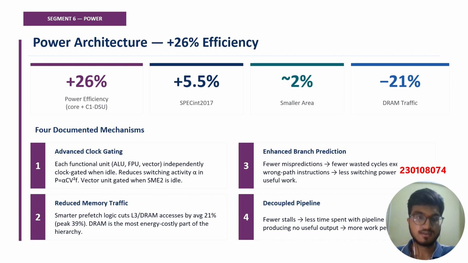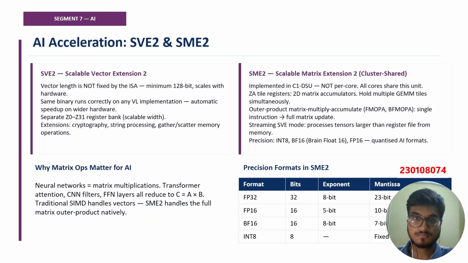Area efficiency. The C1 Nano delivers 5.5% higher performance than Cortex A520 while using just 2% less core area, resulting in better performance and efficiency in a slightly smaller chip.